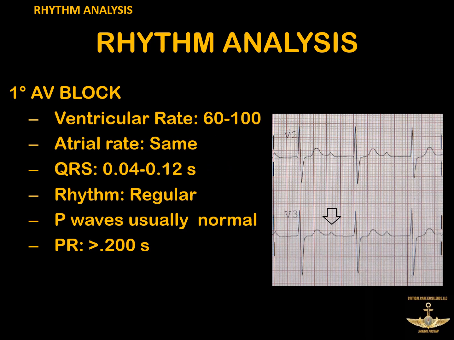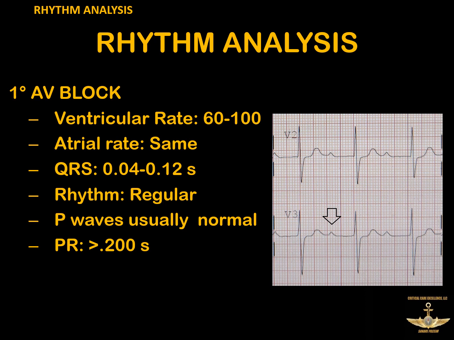The heart blocks are going to be graded first, second, and third degree. The higher the degree, the worse the block. So we'll start with first degree AV block, first degree heart block. You'll hear it called a number of things. Typically the atrial and ventricular rate for this is going to be the same because these are actually conducting from the SA node down through the AV junction to the ventricles, just a little slower.